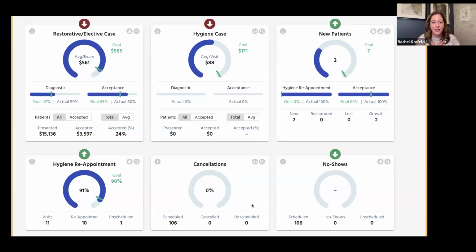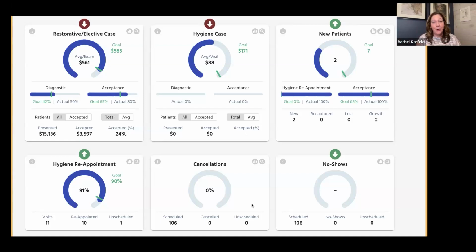I actually like looking at the case acceptance value number versus the percentage. If we're doing higher level cases, like Invisalign, implant surgery, and full mouth rehab, your case acceptance value should be much higher than for some fillings and a crown. So you start determining what that looks like based on historical data.